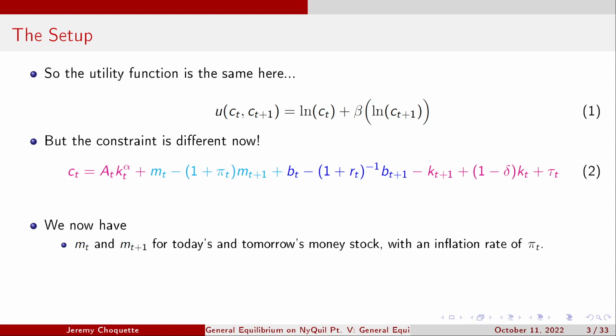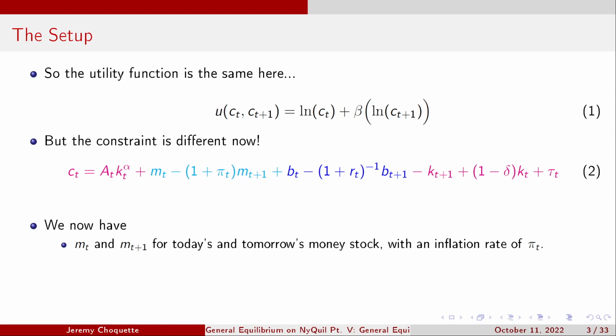So what we've got, MT and MT plus 1 for today and tomorrow's money stock with an inflation rate of pi. Now, these are real values of money. So this is the real money stock. It's not nominal. I've already controlled for the price level, hence why we've got that 1 plus pi times MT plus 1. What that's doing is essentially putting tomorrow's nominal money stock in terms of today's price level. So I've already controlled for inflation.